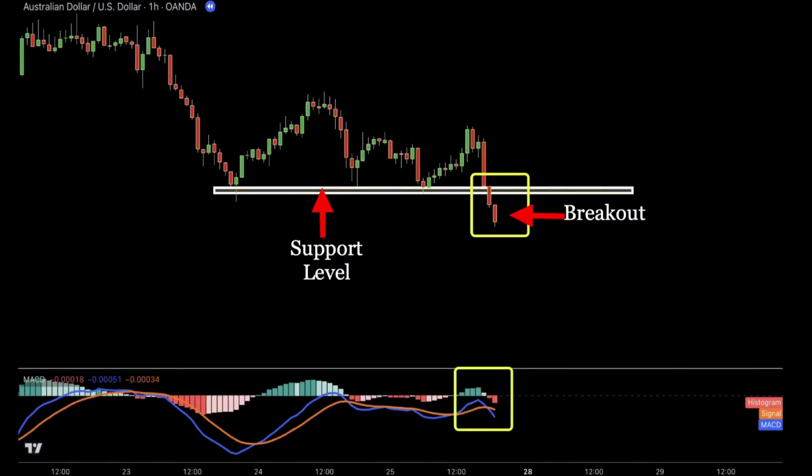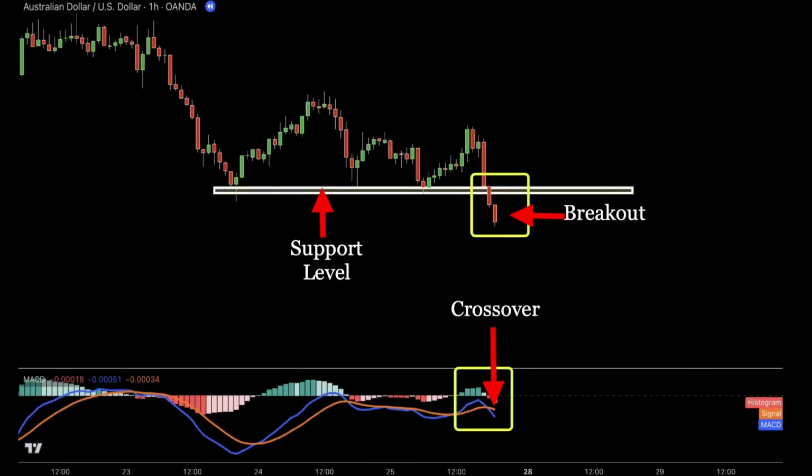Now let's check the MACD indicator. Notice how the MACD line crosses below the signal line, generating a sell signal. This crossover confirms the breakout and adds confidence to our trade setup. We now have 2 strong signals for a potential sell trade. First, a key support level break. Second, a bearish MACD crossover.